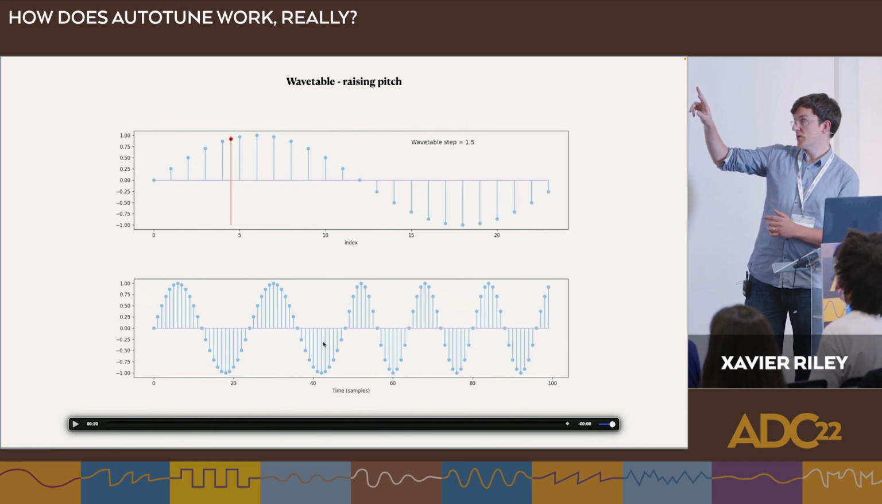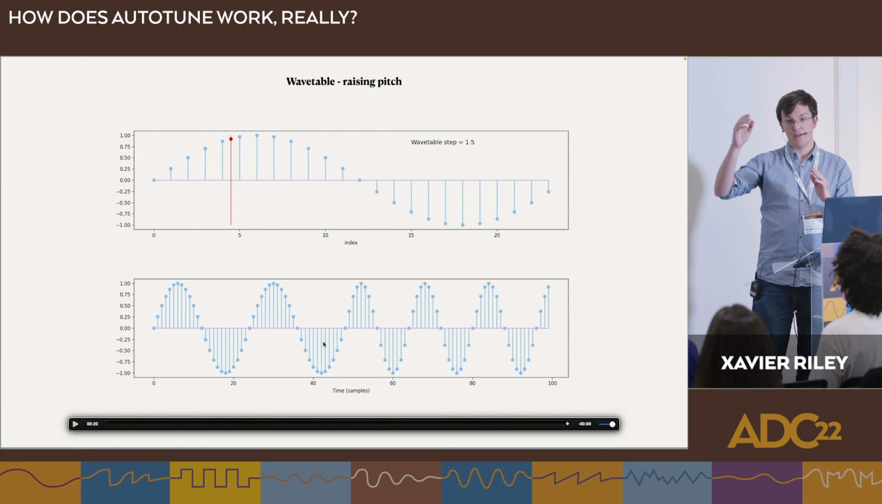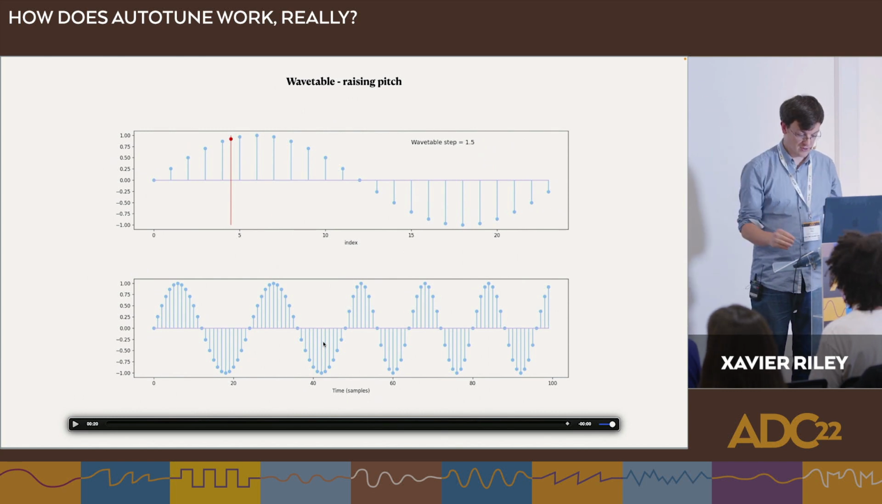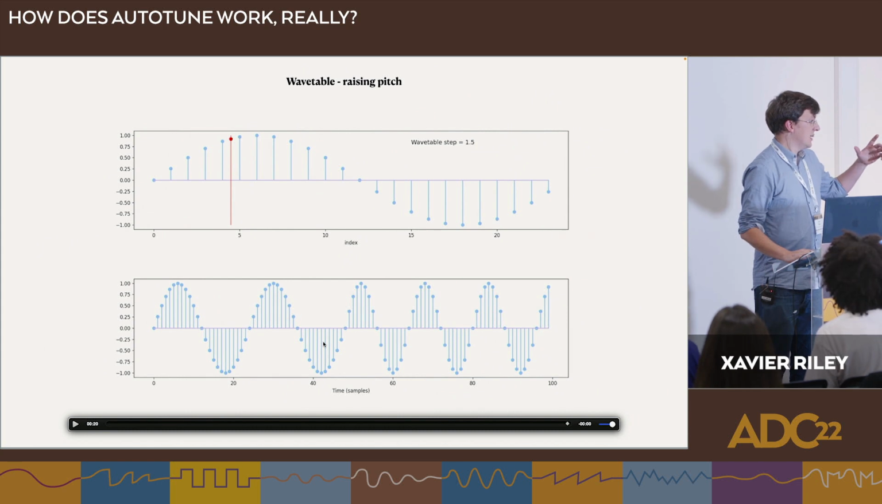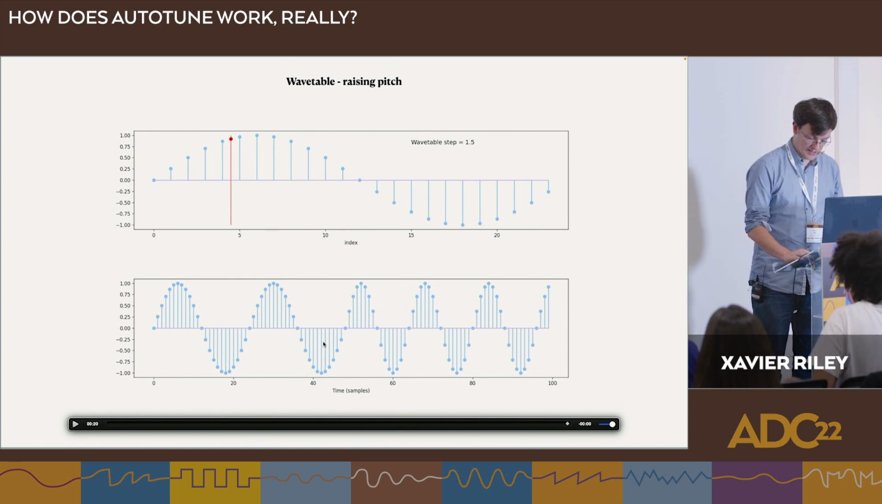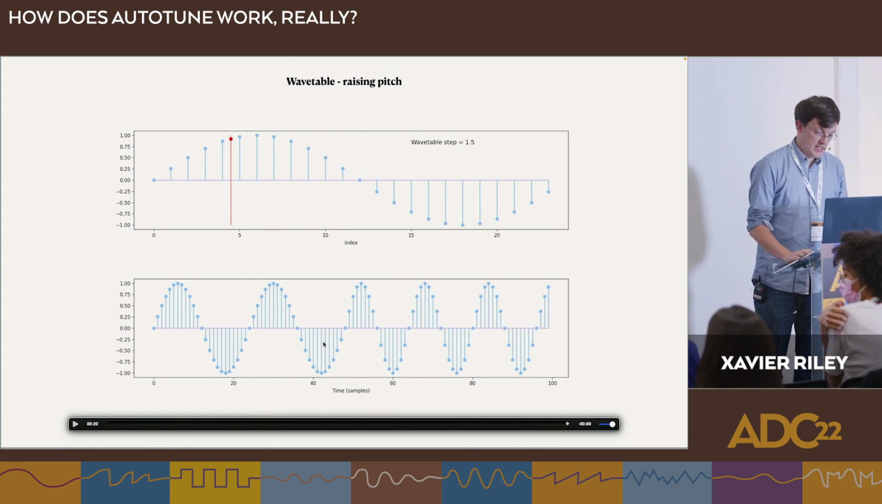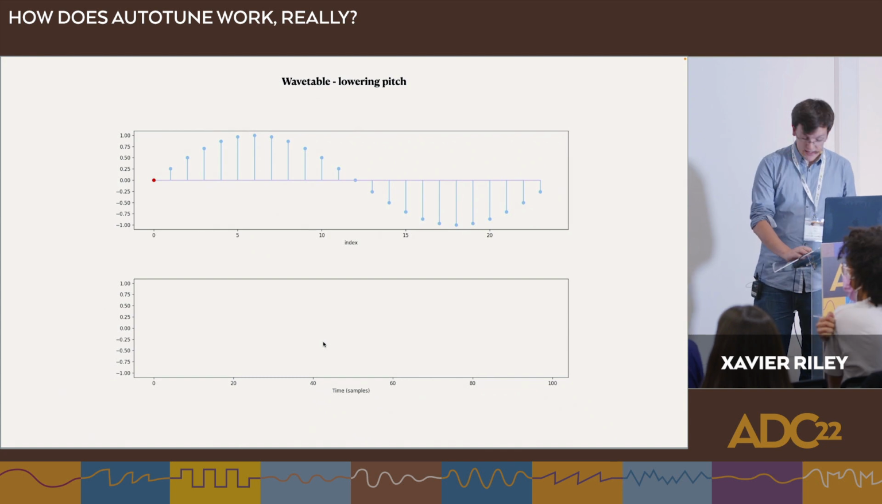You can also see where the sample's fallen at the top. We're in between two samples. So if you've got a step of 1.5, you can interpolate between the values in your wavetable. If anyone's confused by any of this or I'm going too fast, I'm going to include some links to good resources at the end where you can check these out from scratch. So that's a wavetable for raising pitch.